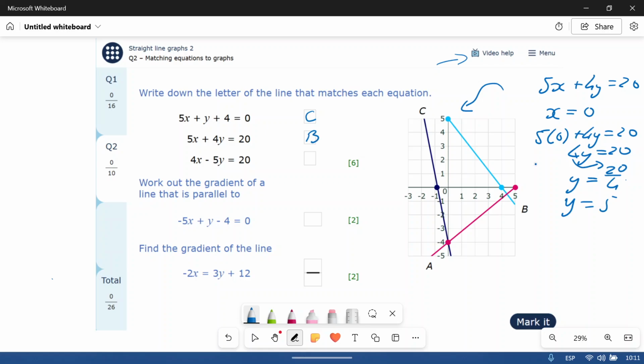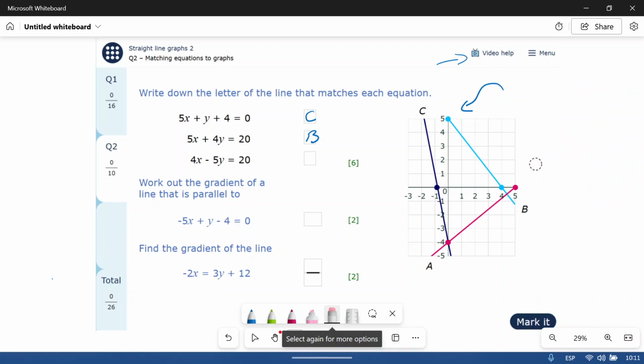You can make the y 0, and you get x is 4. Okay, do that just for fun. I'm not going to do that because this video is already too long. Then the last one, of course, that's the one that's left. That's going to be A, but you can just double check that.